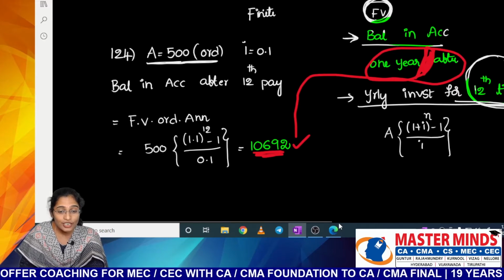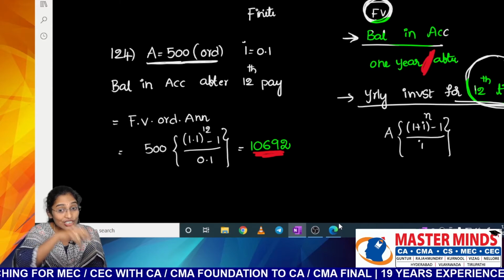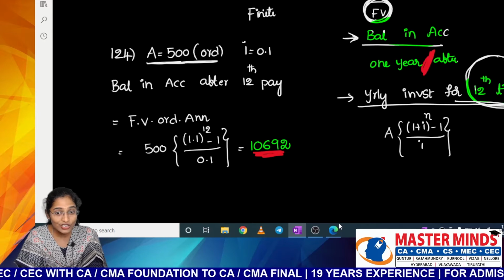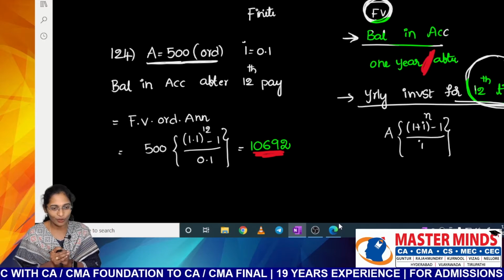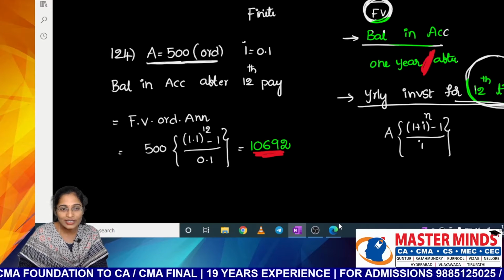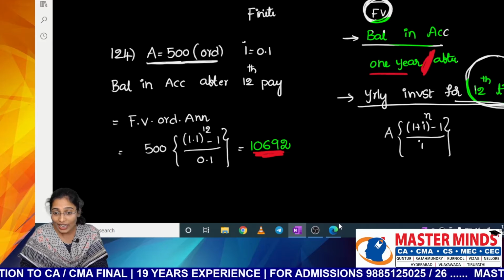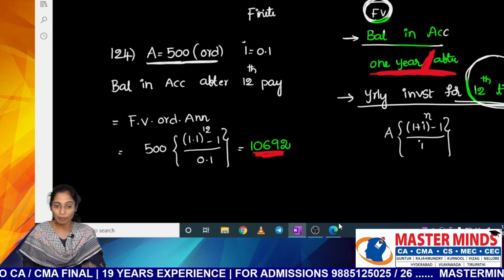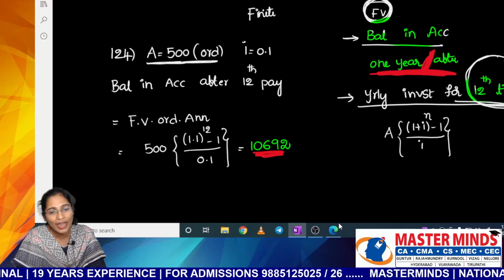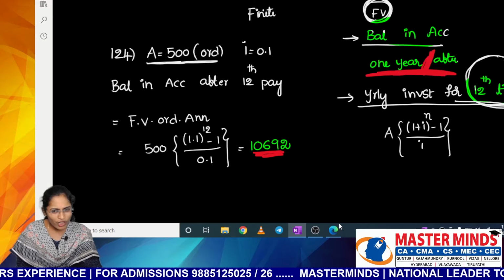Exactly 1 year means for this 10,692, that person is going to receive interest. Am I correct or not? Yes, it's a question related to compound interest. It's not a question related to annuity now. So yes, 50% of the question is related to the concept of annuity. But if you look at the last sentence, 1 year after means he's going to keep this 10,692 in the bank for how many years? 1 year. Will the bank keep it free of cost?